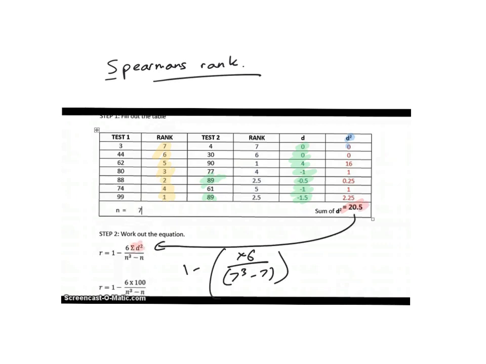So to work out our final Spearman's rank coefficient, what we do is we times that value that we've worked out as sum of d squared by 6. We divide that by the number of values there are, so 7, cubed minus 7, and then minus that whole thing from 1. And that will give you a number which you then compare to our critical value table.